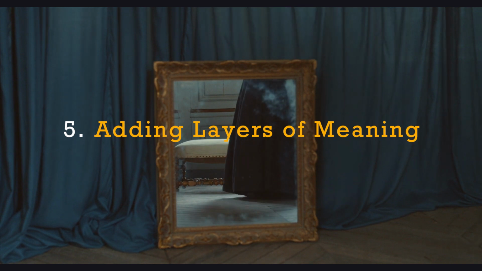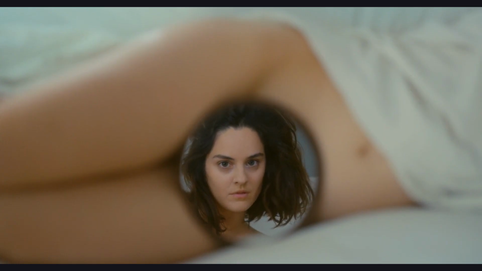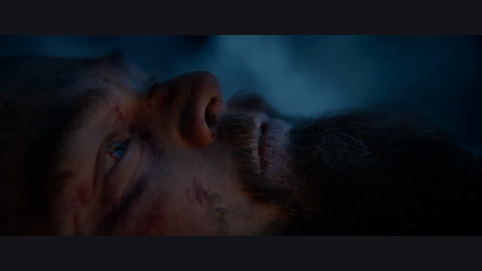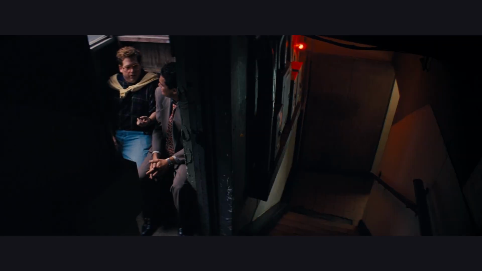5. Adding layers of meaning. Fragmented framing can be used to add layers of meaning and symbolism to a film. The hidden parts of the subject can represent subconscious desires, repressed memories, or the unknown aspects of life.